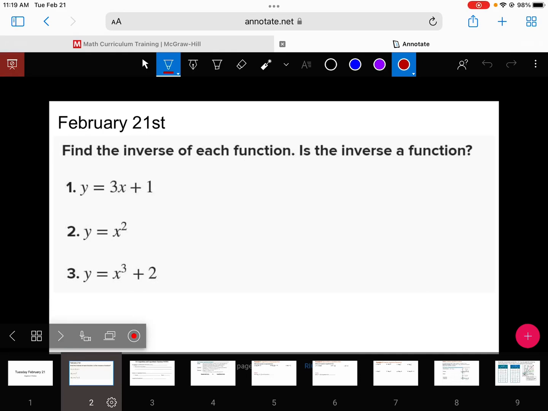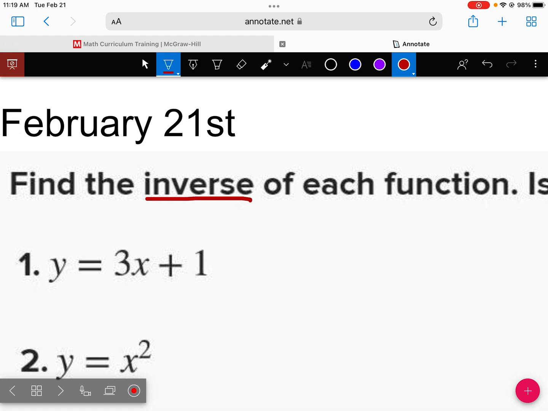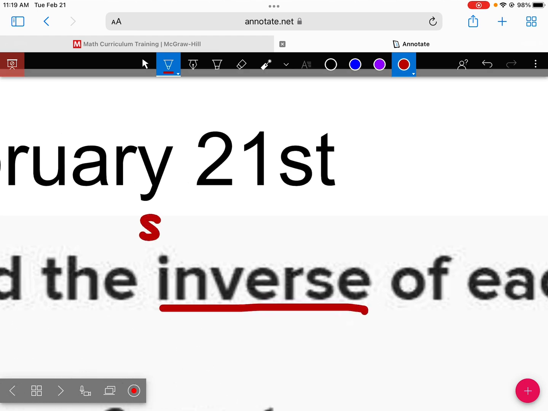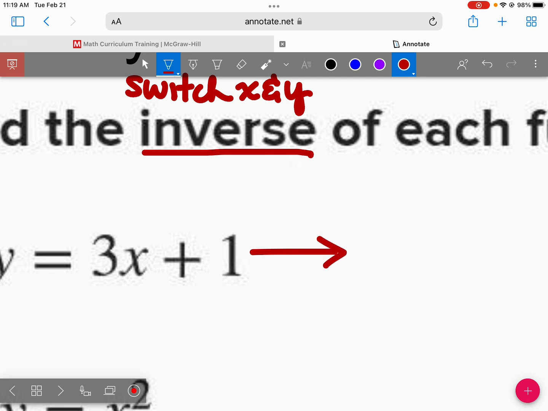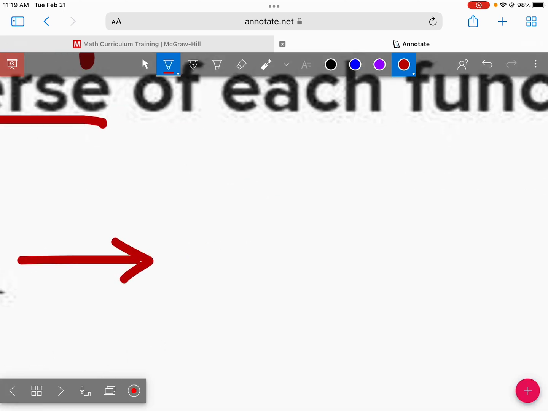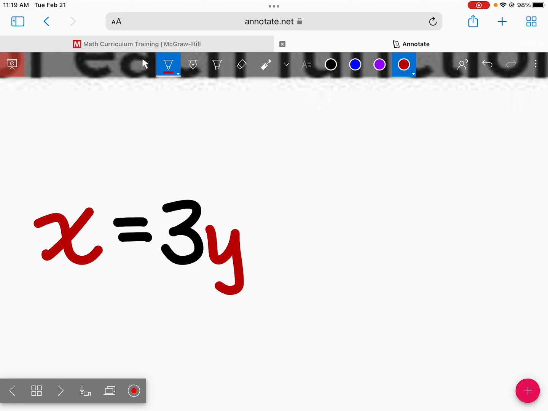All right, so on the first one, again, we're supposed to find the inverse. Inverse always means to switch x and y. So this first one, instead of y equals, I'm going to have x equals. Instead of 3x, it's going to be 3y plus 1.